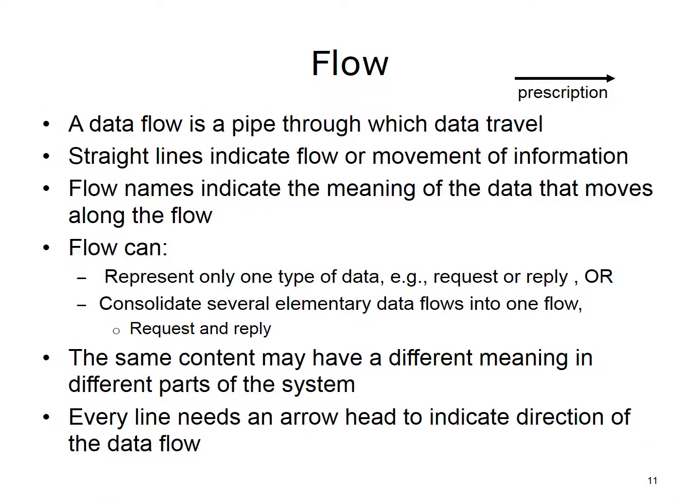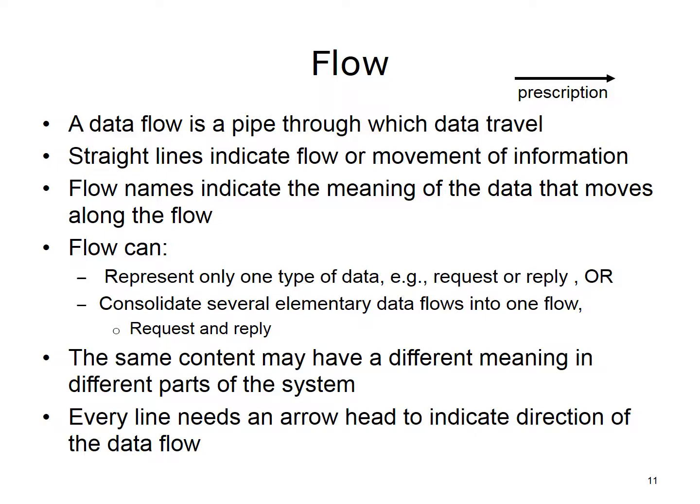Similar to ISO 5807, Gaines-Sarson notation uses straight arrows. Arrows should be named to indicate the meaning of the data that moves along the flow, that is, a noun. Data flows with a verb name are incorrect. They signify a process that has been omitted. Data flow in and out of a process must be altered in some way, i.e., not labeled the same thing.